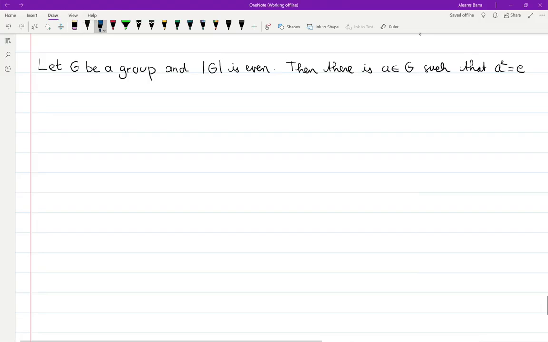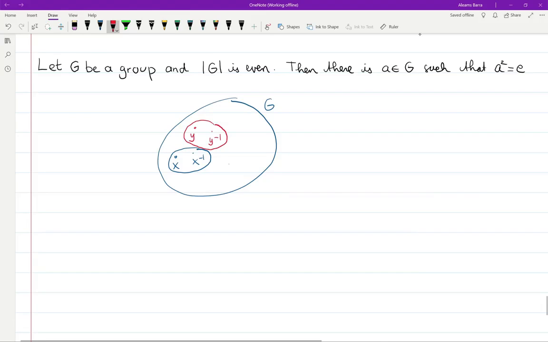So this is the idea. Let's say we have this G, and take any element X in G. According to the definition of group, this X has an inverse, and let's call that inverse X inverse. So we have this as a pair. Then after we make that pair, we look at another element outside of that pair, let's say Y, and look at it with its inverse. Keep doing that.